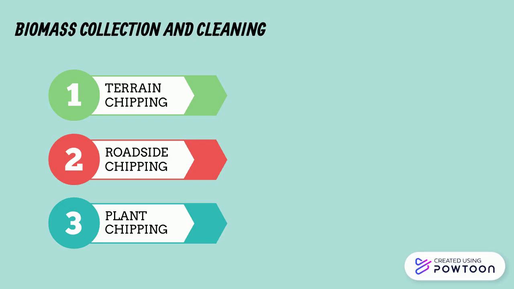At last, biomass can also be transported to the plant and directly chipped there. This one is normally used when the terrain is complicated and is impossible for the chipper to reach.